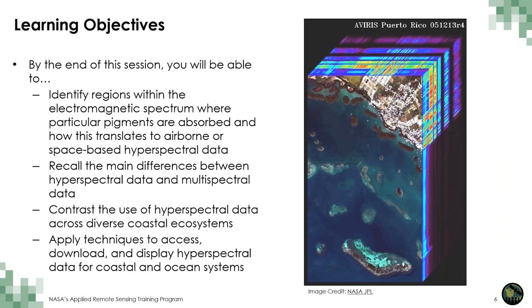Now here are the learning objectives for this particular session. Today, you will learn how to identify regions within the electromagnetic spectrum where particular pigments absorb and how this translates to airborne or space-based hyperspectral data. You're going to recall the main differences between hyperspectral and multispectral data, and we will contrast the use of hyperspectral data across diverse coastal ecosystems. And then eventually, you're going to be able to apply techniques to access, download, and display hyperspectral data for coastal and ocean systems.